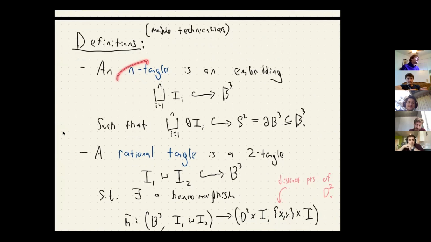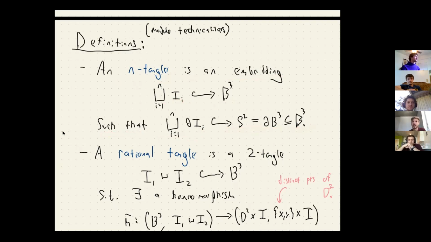So in general, a tangle is an embedding of the disjoint union of a bunch of arcs, so like intervals, into the three-ball, that's the closed three-ball, such that the endpoints of all the arcs are mapped to the boundary copy of S^2. And so all these arcs are getting mapped to the ball, and the boundaries are getting mapped to the boundary, basically is what's going on.